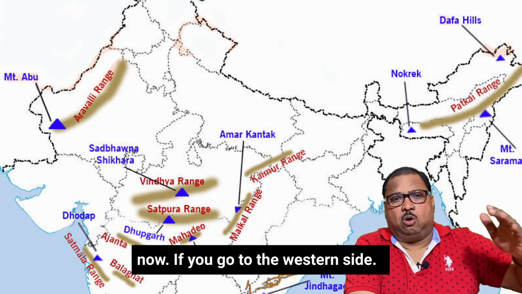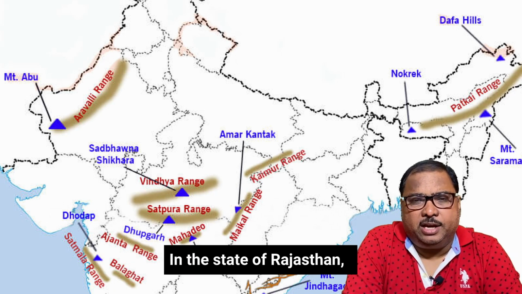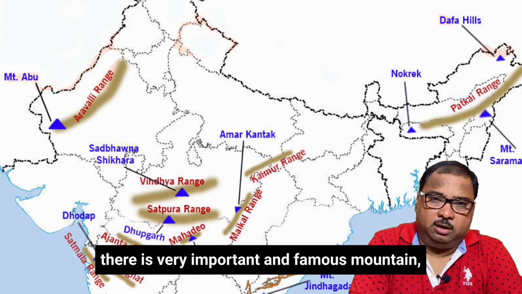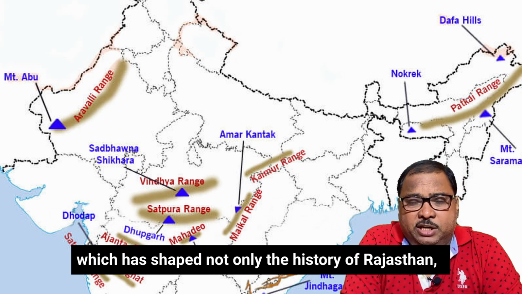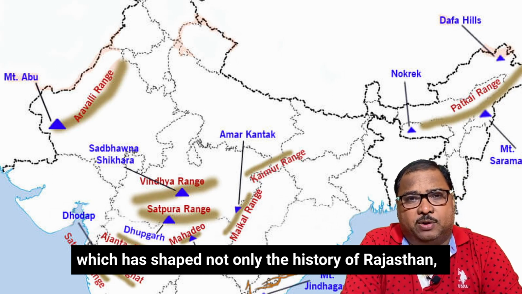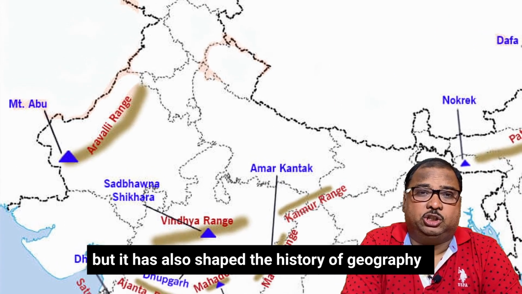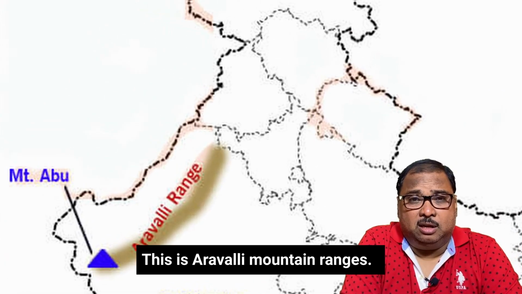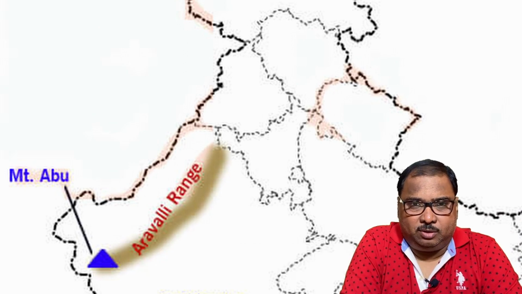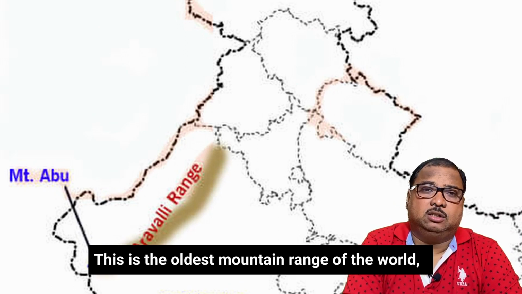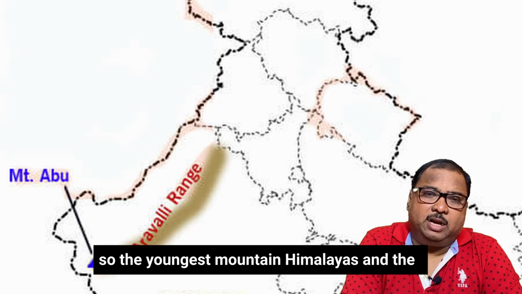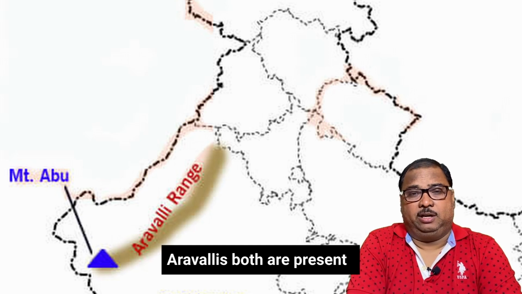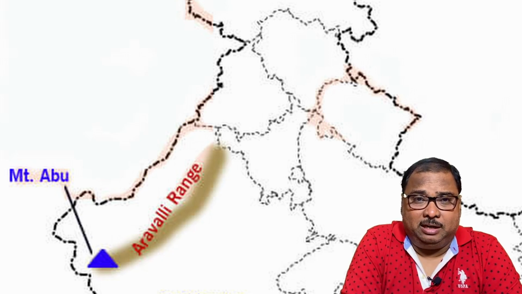Now if you go to the western side, in the state of Rajasthan, there is a very important and famous mountain which has shaped not only the history of Rajasthan, but also the history and geography of India. This is the Aravalli mountain range. This is the oldest mountain range of the world. So the youngest mountain, Himalayas, and the oldest mountain, Aravallis, both are present in our India.